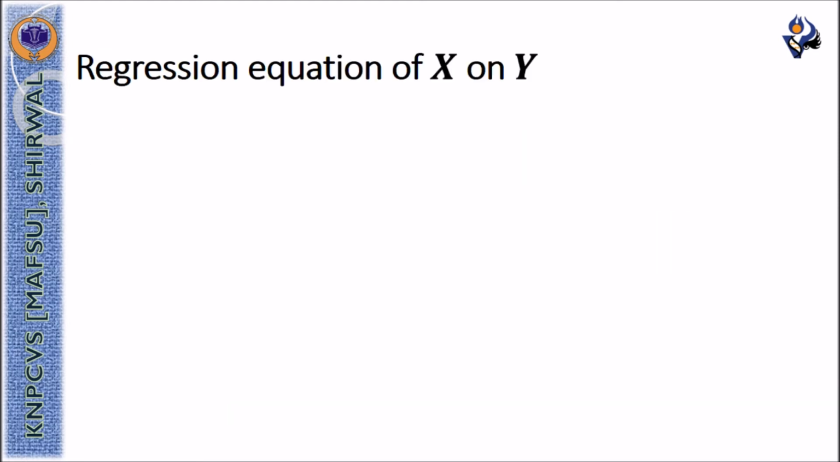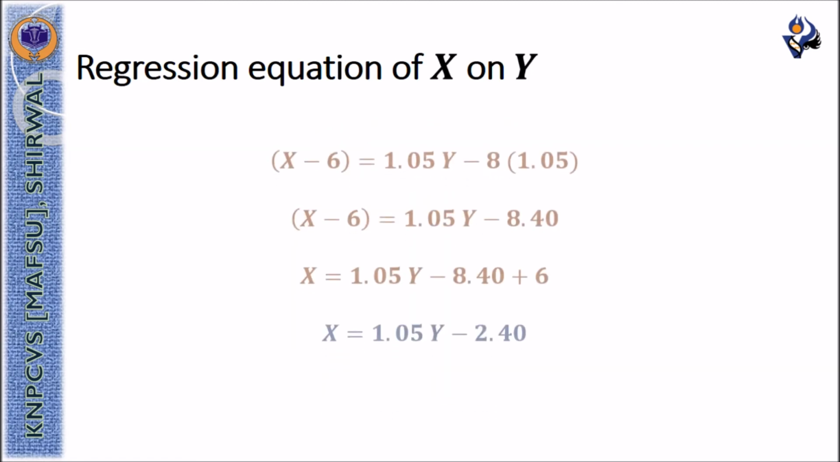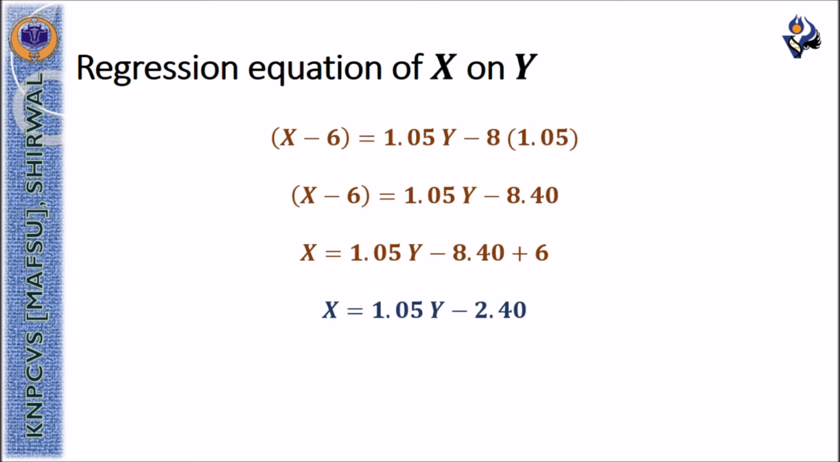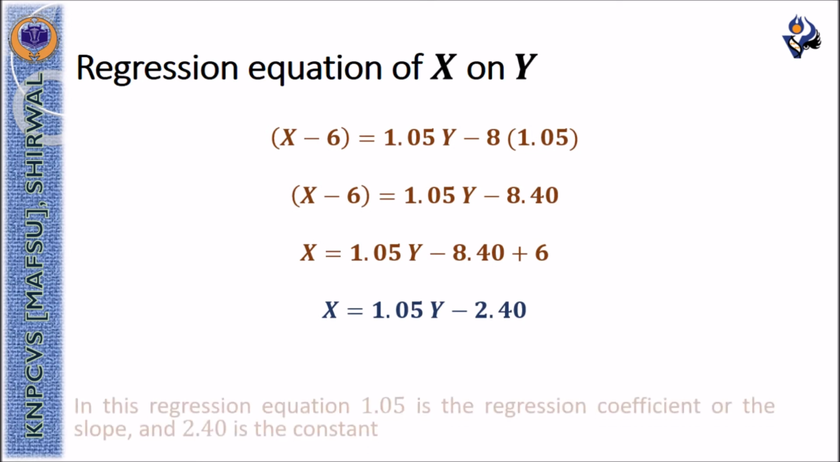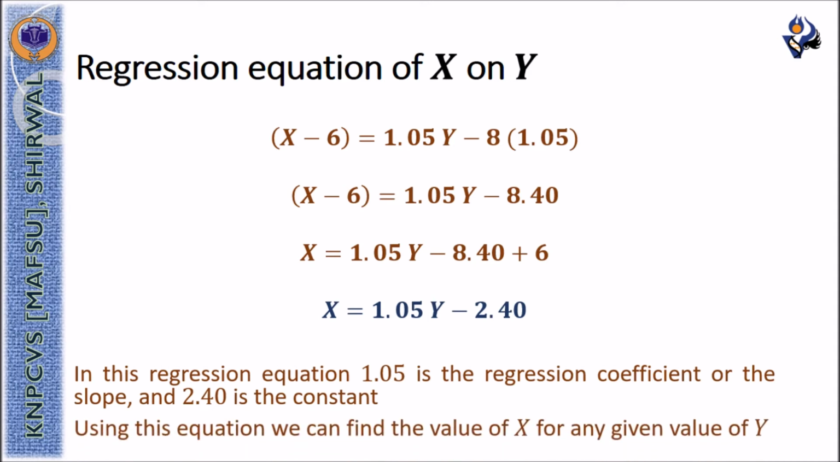Now, the regression equation of x on y can be obtained as x is equal to 1.05 y minus 2.40, where 1.05 is the regression coefficient or the slope and 2.40 is the constant. Using this formula, we can find out the value of variable x for any given value of variable y.